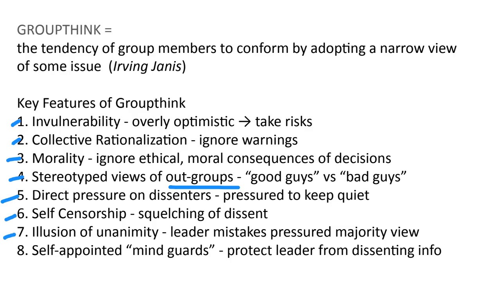There's an illusion of unanimity, where the group leadership mistakes the pressured and self-censored majority view for a unanimous decision that is being made. Thus, by saying, well, everyone agrees, so this must be the way to go, so let's do this.